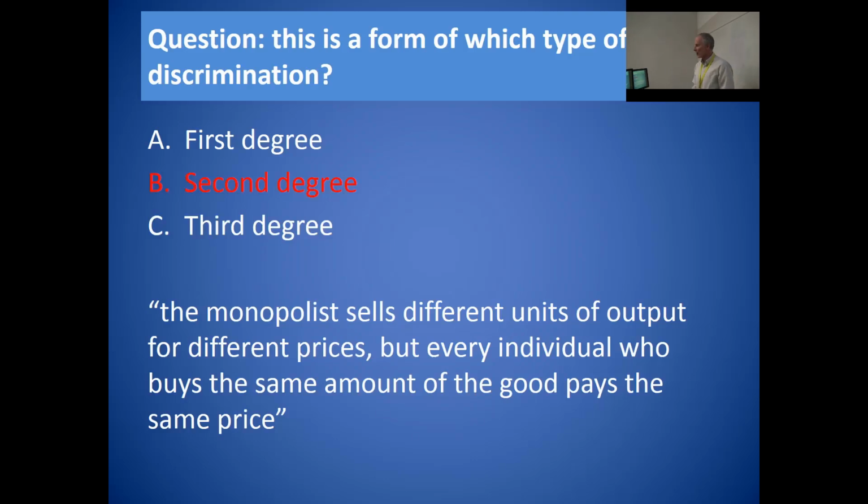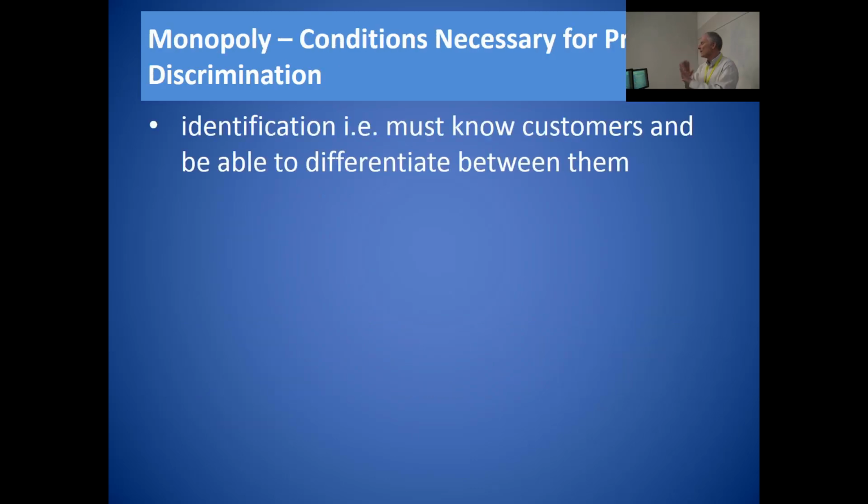Which is why you have seats that have got a little bit less legroom. Which is why you need advanced bookings. There's no flexibility once you've made your flight confirmation. So again, this is an example of second degree price discrimination. But it does not matter what type of price discrimination we're looking at, be it first degree, second degree, or third degree price discrimination.